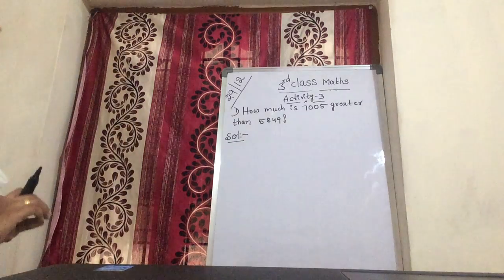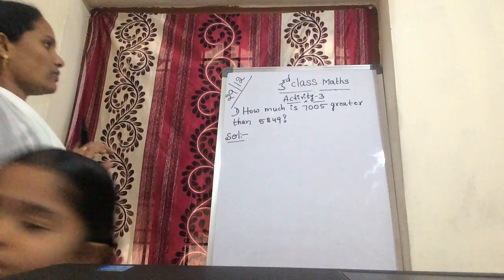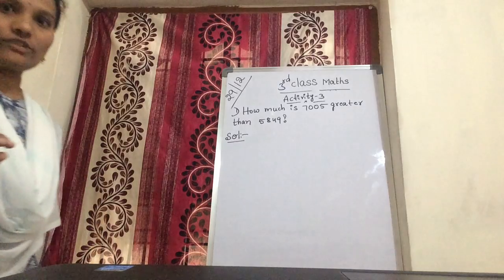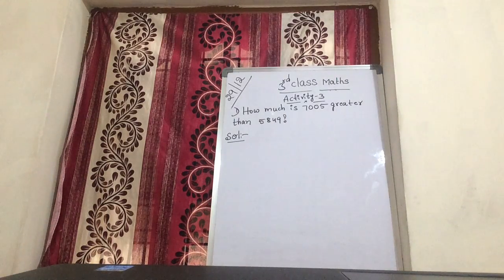Next, activity 3. How much is 7,005 greater than 5,849? First, you write down a greater number. Next, you write a smaller number, Amma.